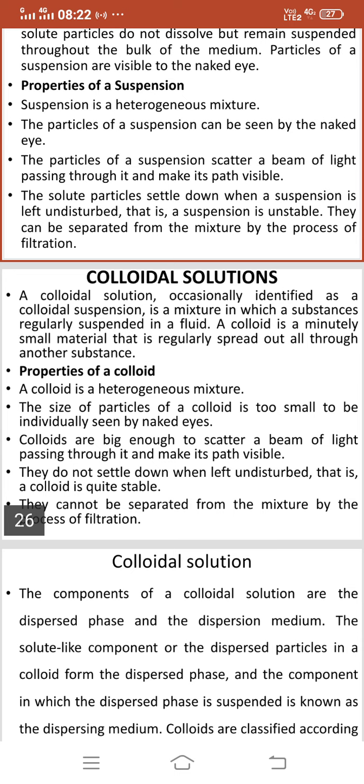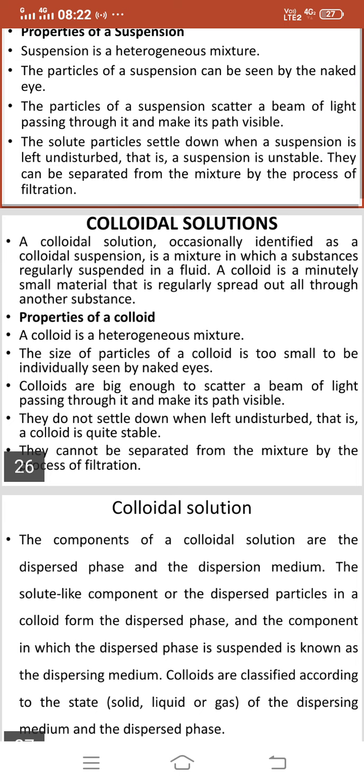A colloid is a heterogeneous mixture like suspension. The size of particle of a colloid is too small to be individually seen by naked eyes. Colloids are big enough to scatter a beam of light passing through it and make its path visible.